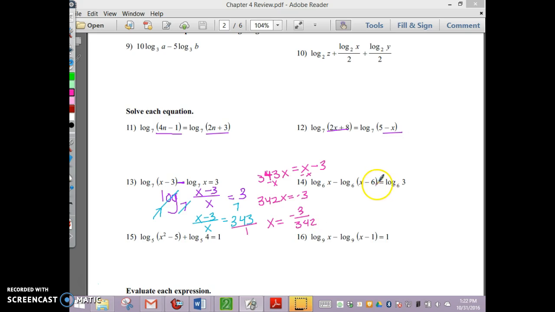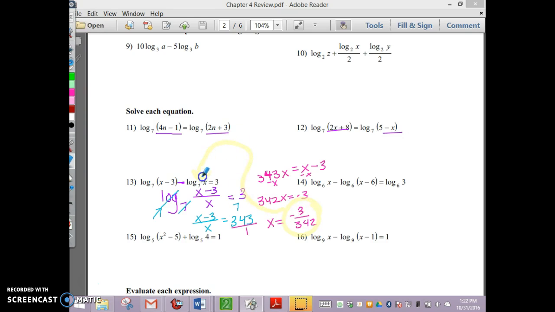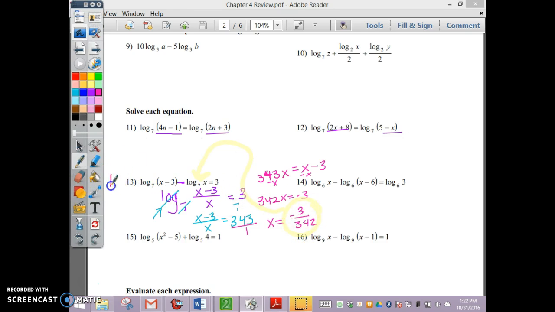Then that's going to be a no solution. Because if you take this negative and plug it back in right here, you cannot take log base 7 of a negative number. So this one is going to be our no solution.